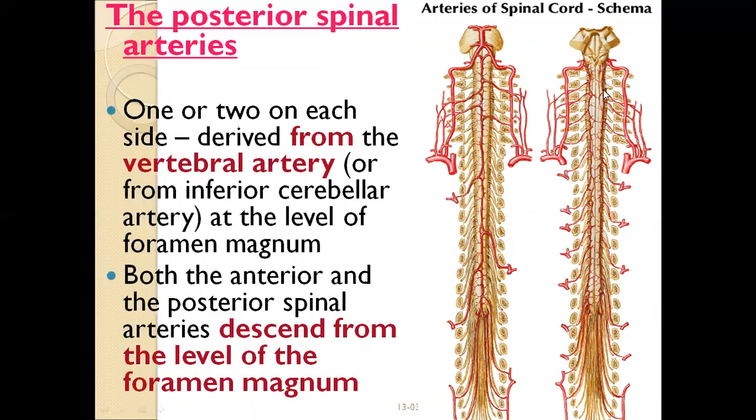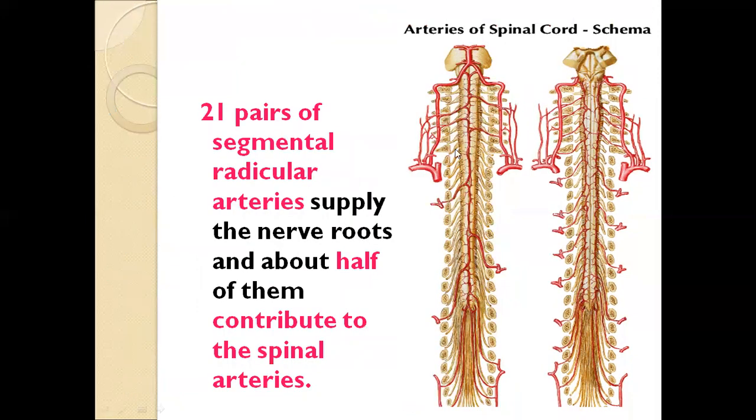Then posterior spinal arteries, 1 or 2 on each side derived from the vertebral artery. Vertebral artery is one of the branches coming from the subclavian artery. Okay, so sometimes it is coming from inferior cerebellar artery at the level of foramen magnum. Both the anterior and posterior spinal arteries descend from the level of foramen magnum, as you can see here. They are descending downwards. Now, 21 pairs of segmental radicular arteries supply the nerve roots, and about half of them contribute to spinal arteries.